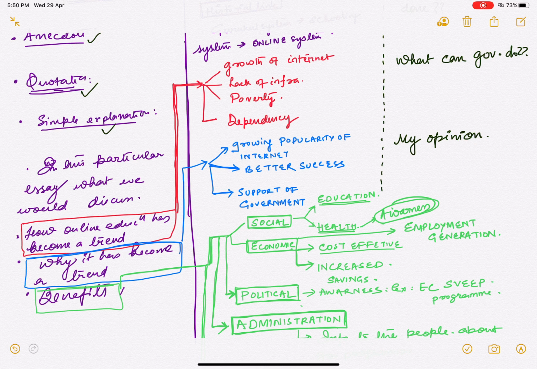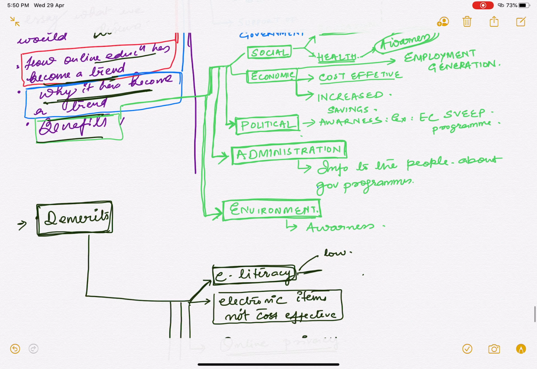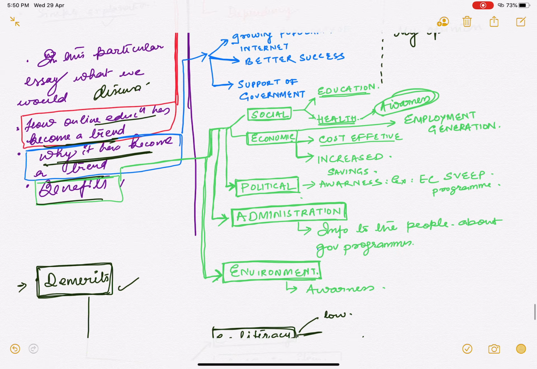Now, in this particular essay, what do you want to discuss? Basically, I would write that in this particular essay I want to discuss how online education has become a trend, why it has become a trend, its benefits and its demerits, and lastly we'll give a conclusion.